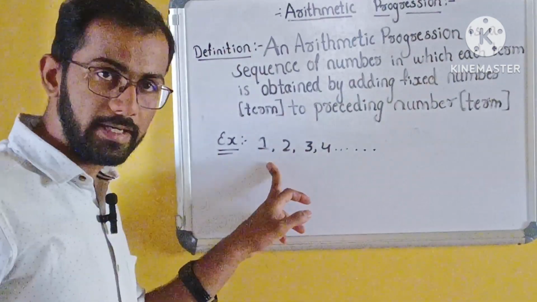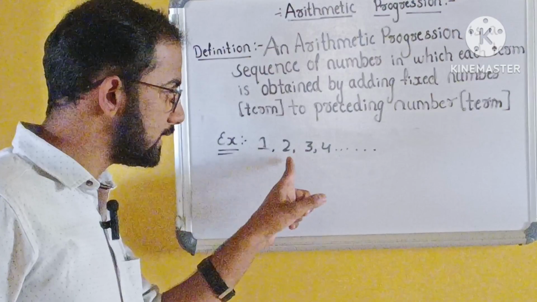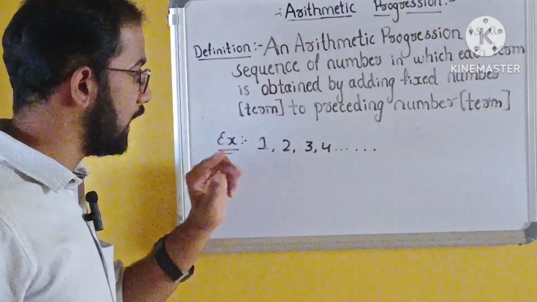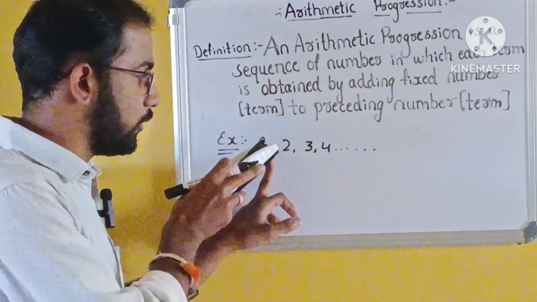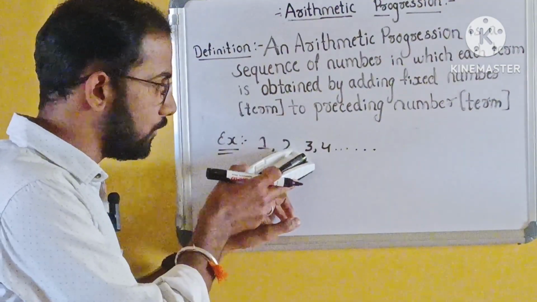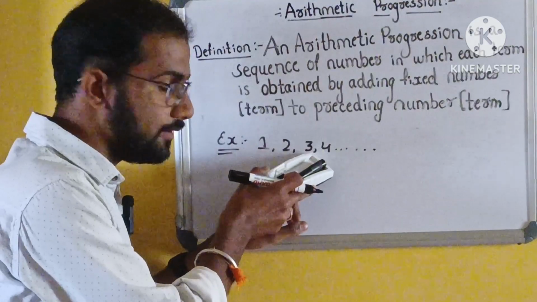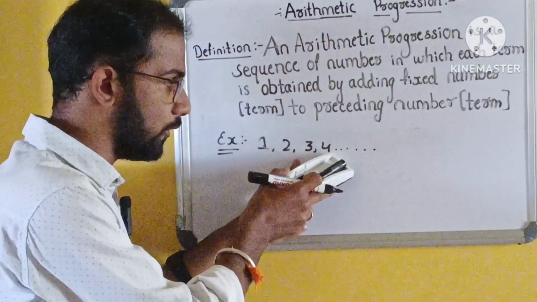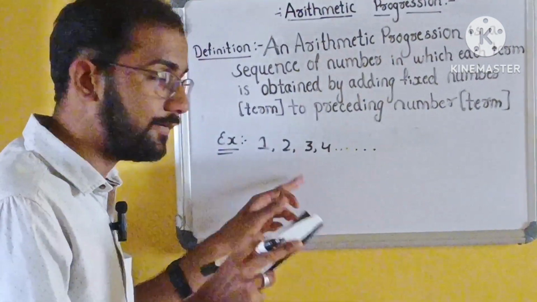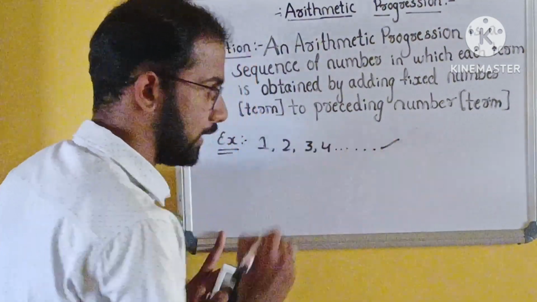So it is an arithmetic progression. Why? Because here it is a sequence in which each term is obtained by adding 1 to the preceding number. How? To 1, if we add 1 we get 2. To 2, if we add 1 again we get 3. To 3, if we add 1 again we get 4. Like this we are adding 1 to every term in this sequence. Hence it is an arithmetic progression.